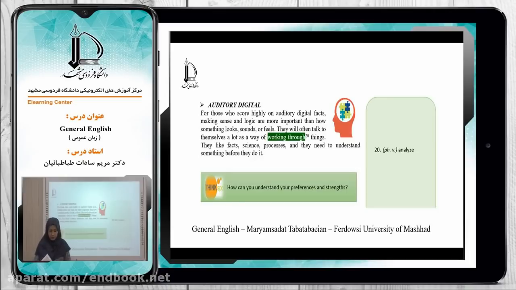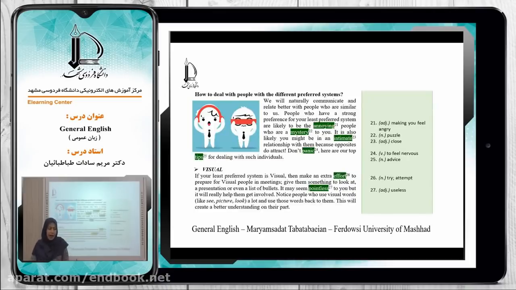Now, how to deal with people with different systems. Now that we know there are different systems and people have different systems, we need to be able to communicate to them. We cannot just say, okay, let's put them away. I only communicate with visuals because I'm a visual. No. In the world, you need to communicate with people who have different systems. So, you need to know how.